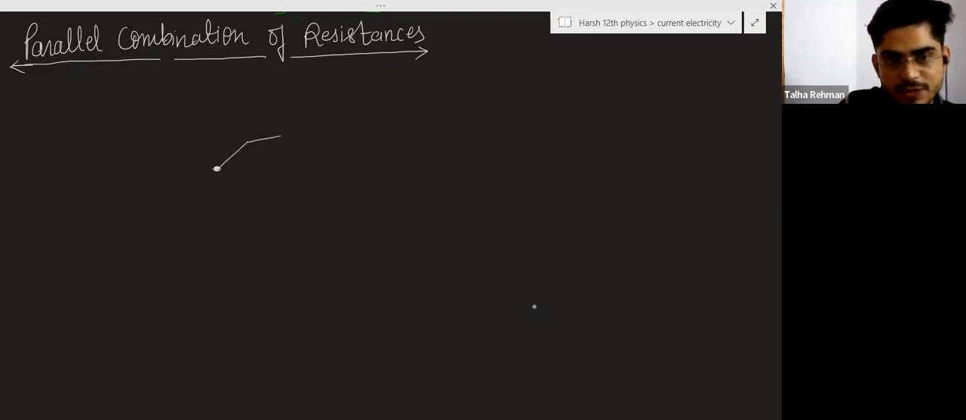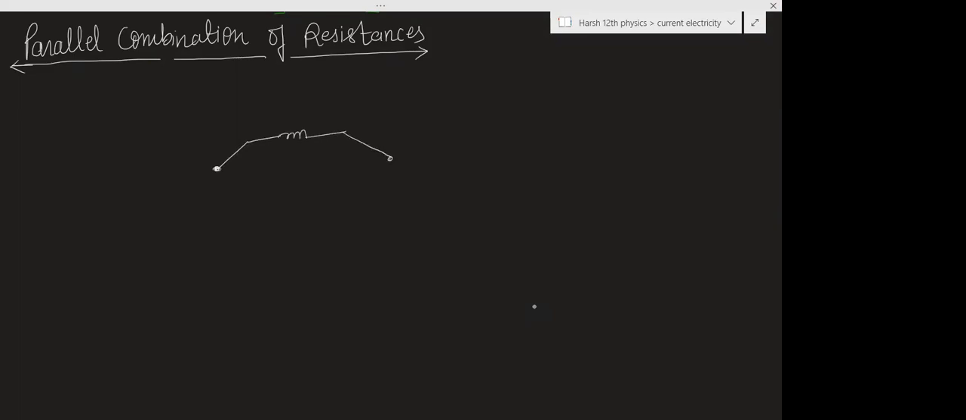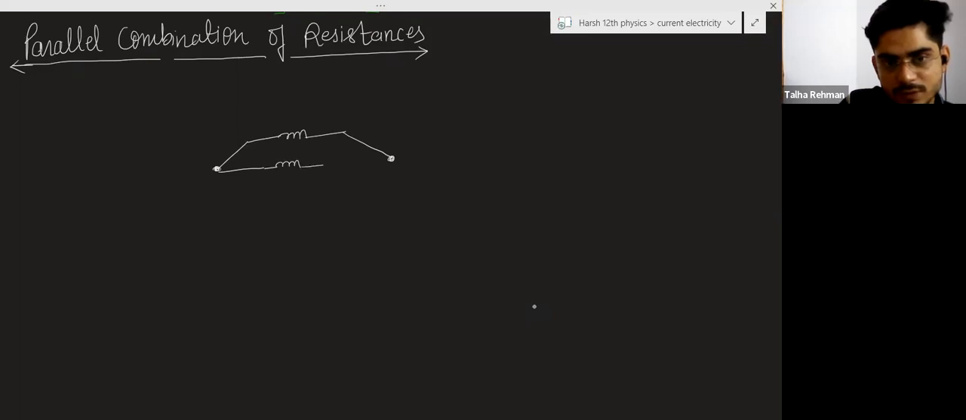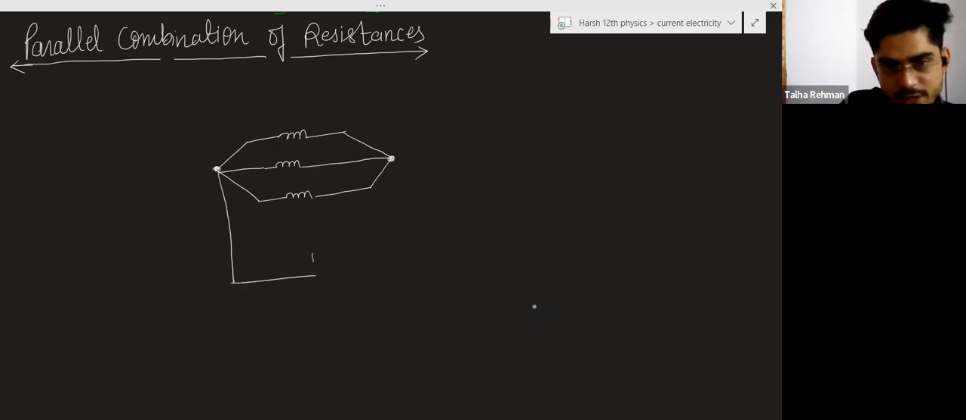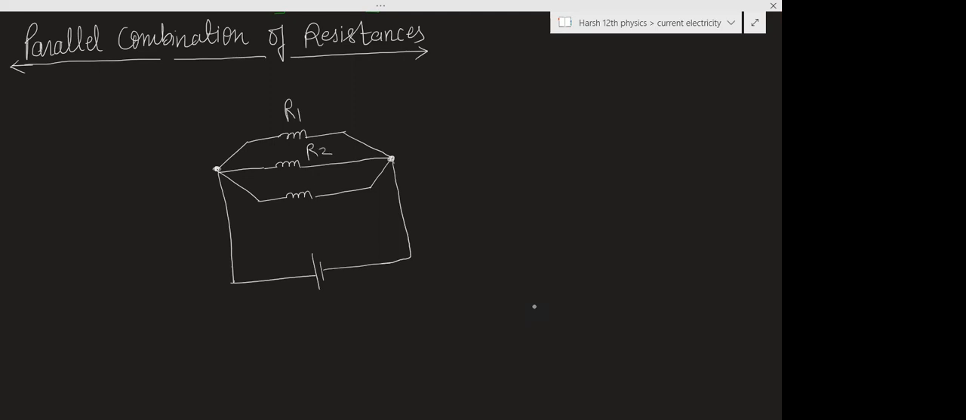So parallel combination is like this. And a battery is connected like this. This is the resistance R1, R2 and R3.